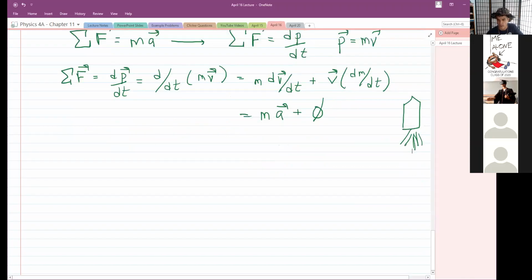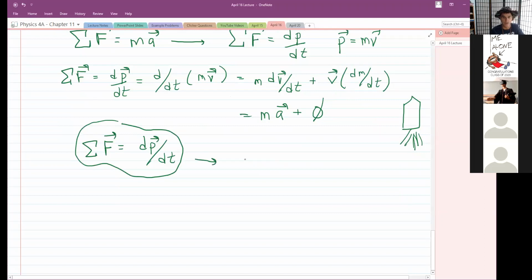Okay, so anyway, the point is I can write Newton's second law now as the sum of the forces equals the change in momentum with respect to time. This I could apply to a single object.